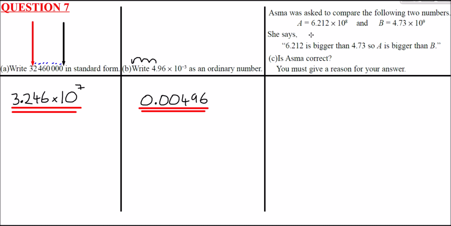Well, sure, 6.212 is bigger than 4.73. But if you look at B, B's 4.73 is being multiplied by 10 to the 9, whereas A, the power of 10, is only 10 to the power of 8.